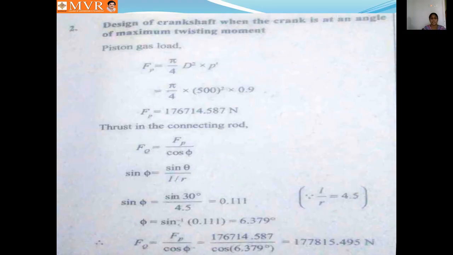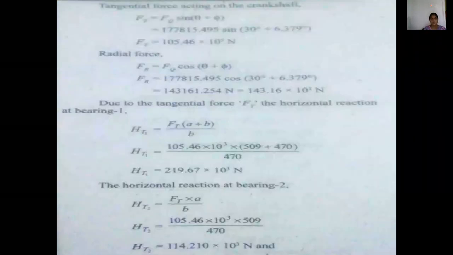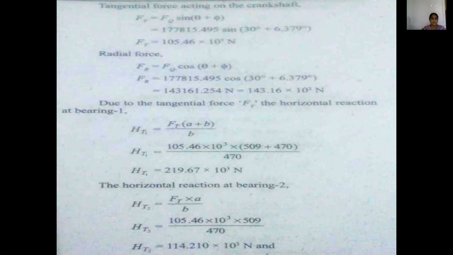Like that, substitute the phi value in that equation. FQ is equal to FP by cos phi. FP is nothing but, already we have known, 1767114.5 by cos phi value. Substitute, you will get the FQ. Next, you will find out the tangential force applying on the crankshaft. Tangential force is nothing but Ft is equal to FQ into sin theta plus phi. Substitute all the values, you will get the Ft, tangential force acting on the crankshaft.